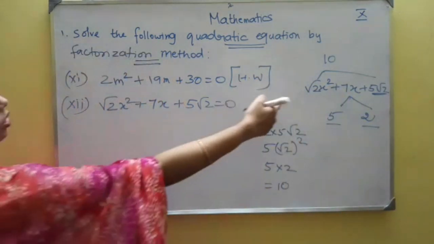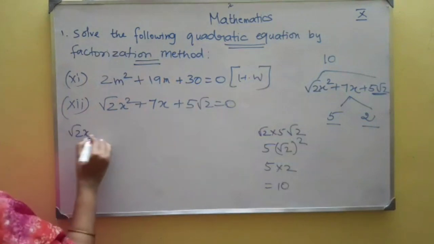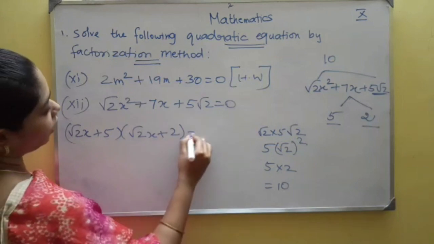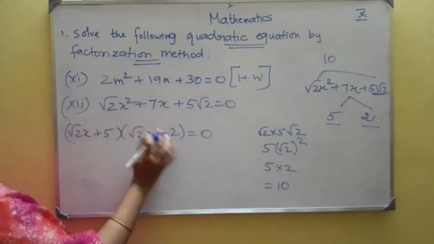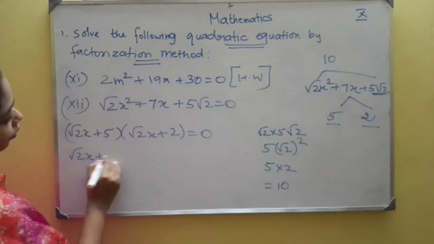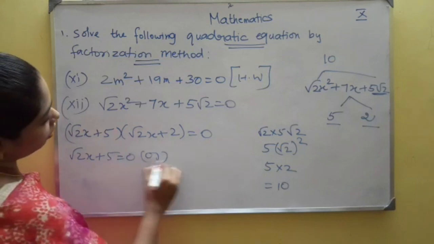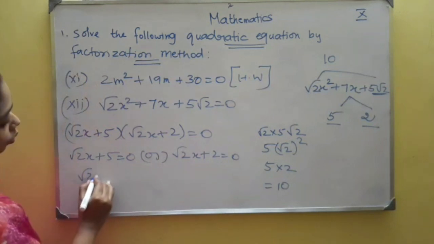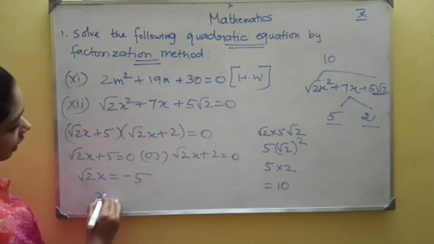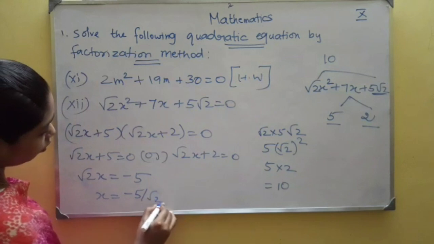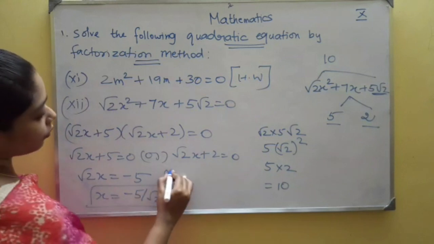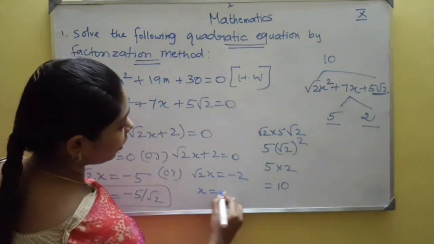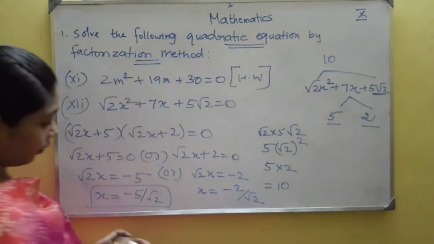So here the x square coefficient is root 2, right? Root 2 x plus 5, root 2 x plus 2 equal to 0. Now, if two real numbers multiply to give 0, either one must be 0, or root 2 x plus 2 equal to 0. Now this is root 2 x equal to minus 5, x equal to minus 5 by root 2. This is one value. Now here root 2 x equal to minus 2, x equal to minus 2 by root 2.